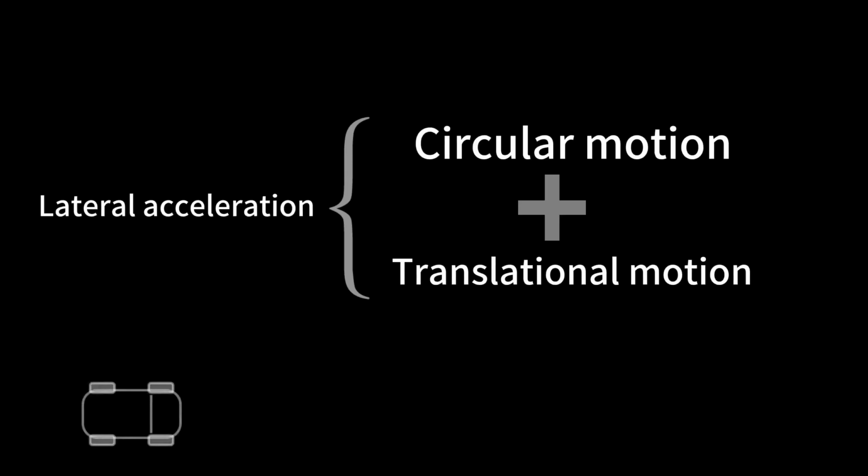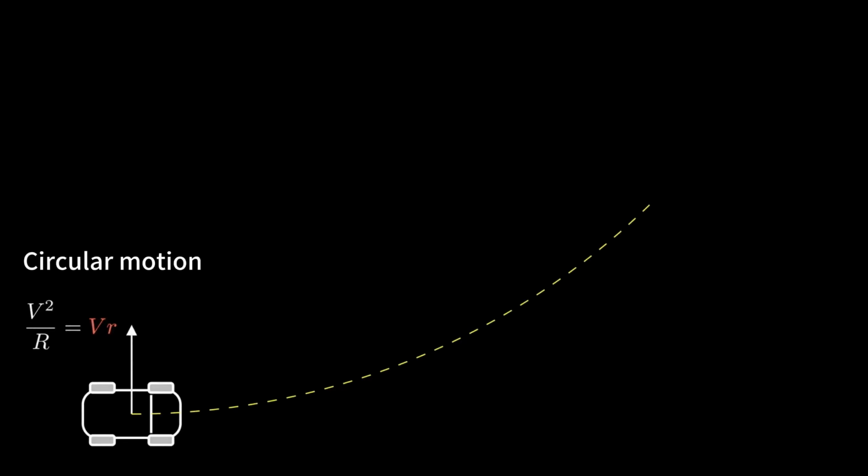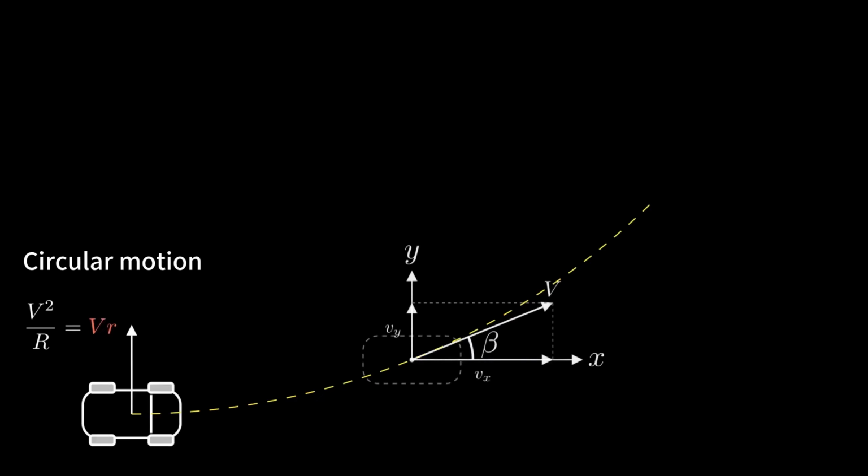When a vehicle travels in a circle, the lateral acceleration AY is composed of 2 parts, circular motion and translational motion. First, the acceleration from circular motion is v squared divided by r, which simplifies to v times the yaw rate r. Second, let's look at the acceleration from translational motion.